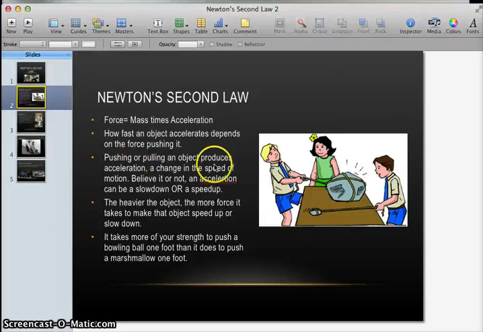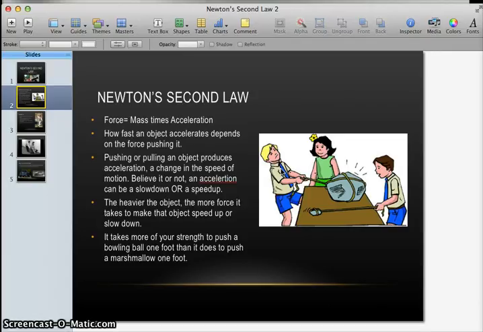Newton's second law states force equals mass times acceleration. How fast an object accelerates depends on the force pushing it. Pushing or pulling an object produces acceleration. An acceleration is a change in the speed of motion. An acceleration can be a slowdown or a speed up.